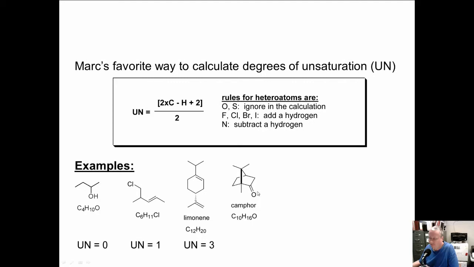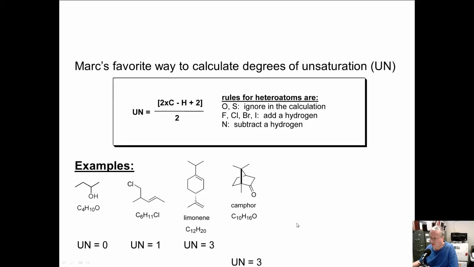Let's see if it works. Oxygen we ignore. So just ignore the oxygen. That makes it easy, right? So 10 times 2 is 20, plus 2 is 22. 22 minus 16, I think is 6. Yeah, 6 divided by 2 is 3, so it should be 3 also, okay?